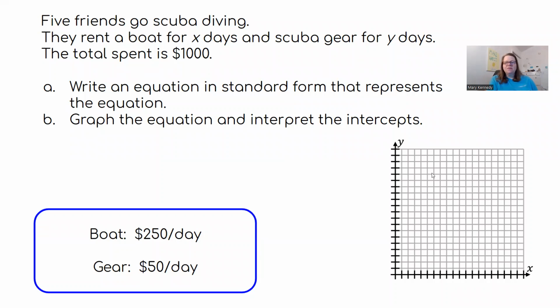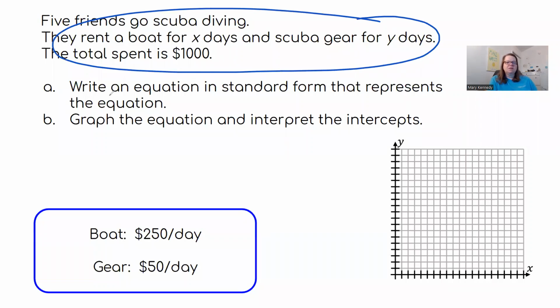Here we go with another linear equation, and we have this nice little situation here. In fact, this word should be situation. So we're going to write the equation for this situation in standard form, and then graph it and interpret the intercepts. Interpret the intercepts. That's an interesting phrase. Okay, so standard form. Let's clear this out.